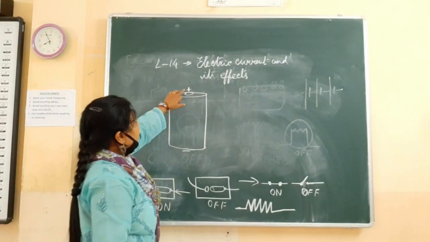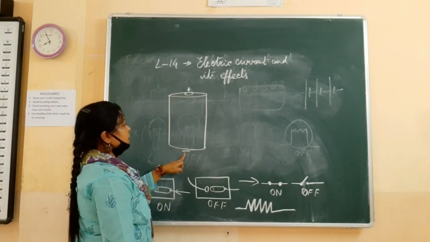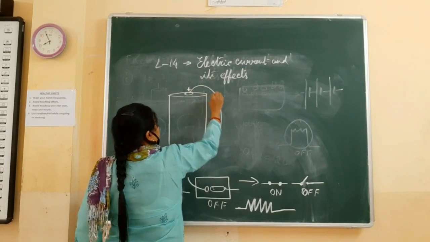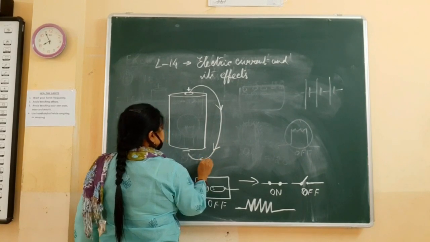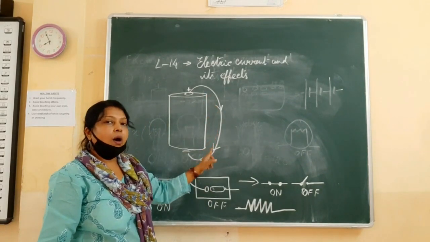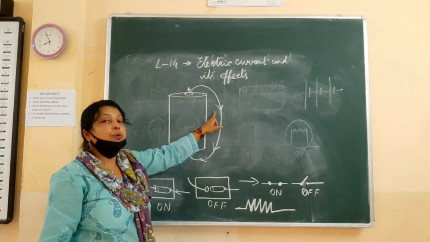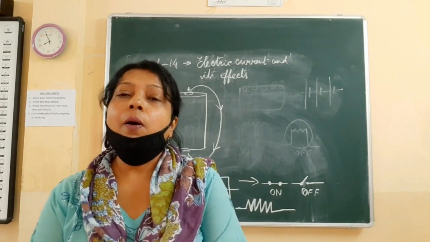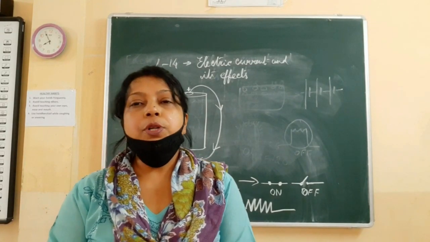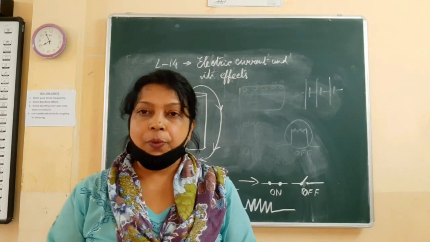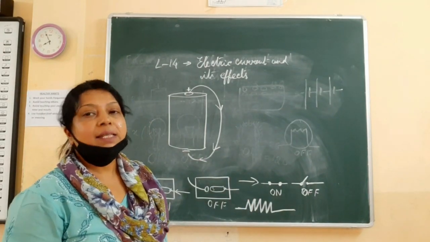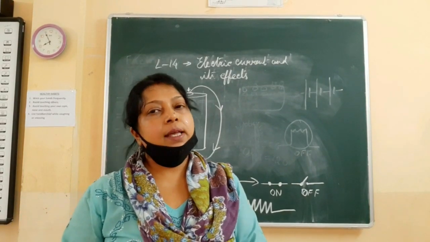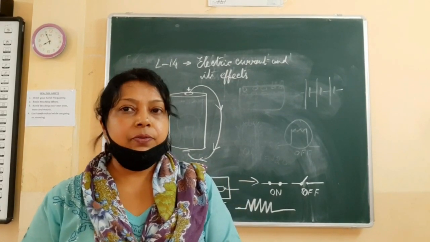Every cell has a positive terminal and a negative terminal, and electric current always flows from the positive terminal to the negative terminal, and the flow of electric current is always shown by an arrow mark. So this is about the cell. Now, if two or more cells are combined together, they form a battery. That means the combination of two or more cells forms a battery.